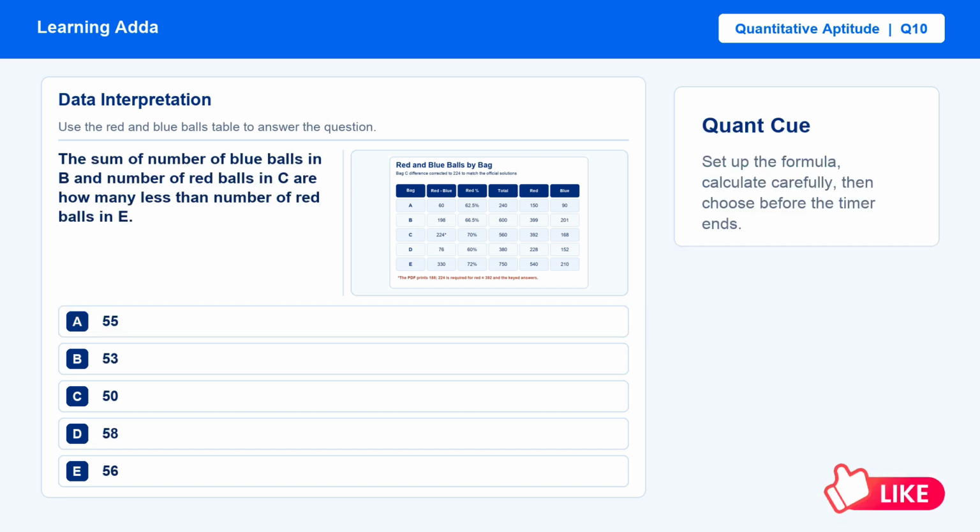Question 10. The sum of number of blue balls in B and number of red balls in C are how many less than number of red balls in E? Option A 55. Option B 53. Option C, 1950. Option D, 58. Option E, 56. The timer starts now.